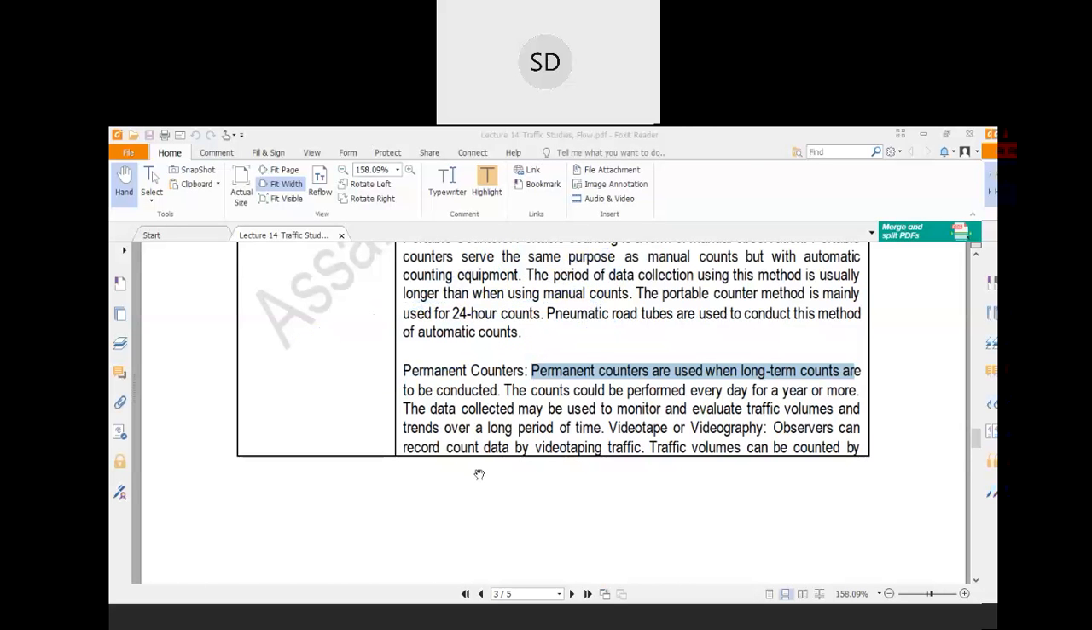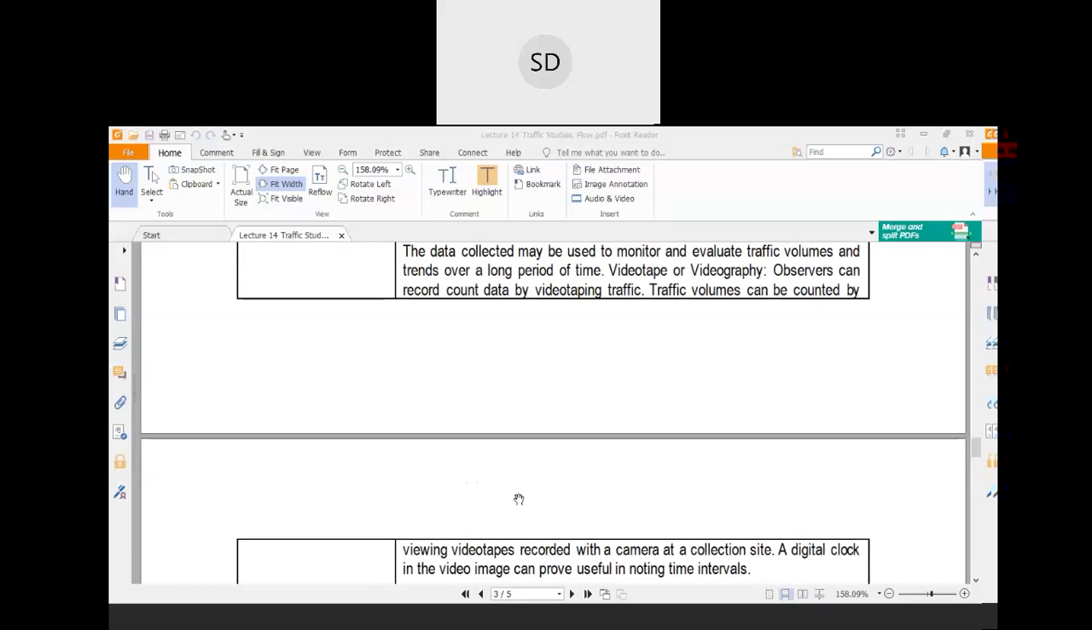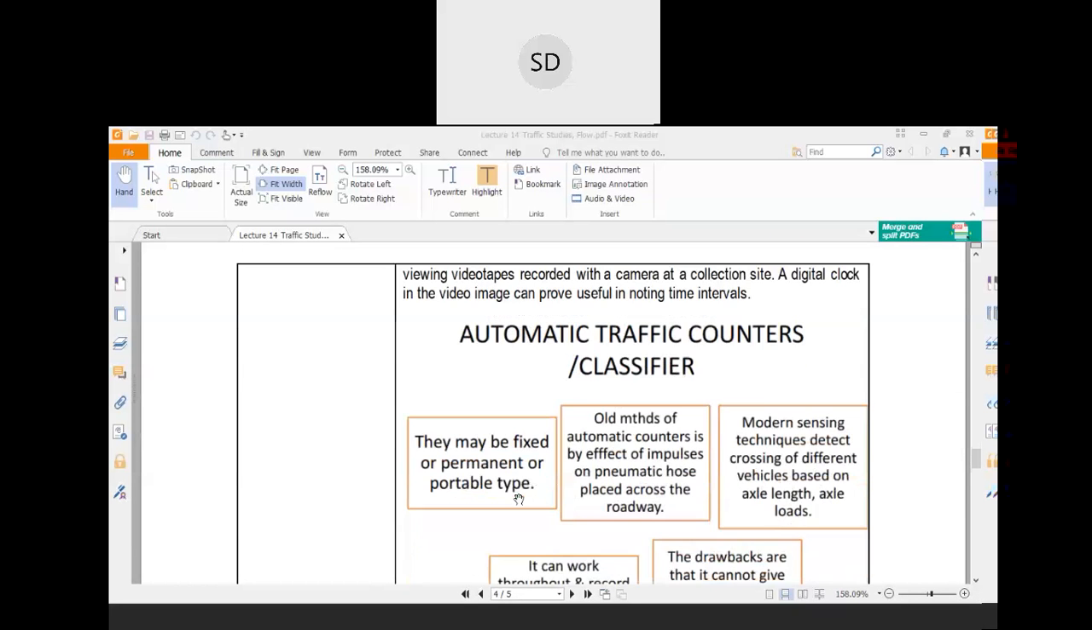Then video tape or video photography, which we have already discussed. We put one video camera beside the road, and from the video recording we can easily find out the number of vehicles crossing that particular section of the road. Okay, that we have already discussed. That is a semi-automatic method.